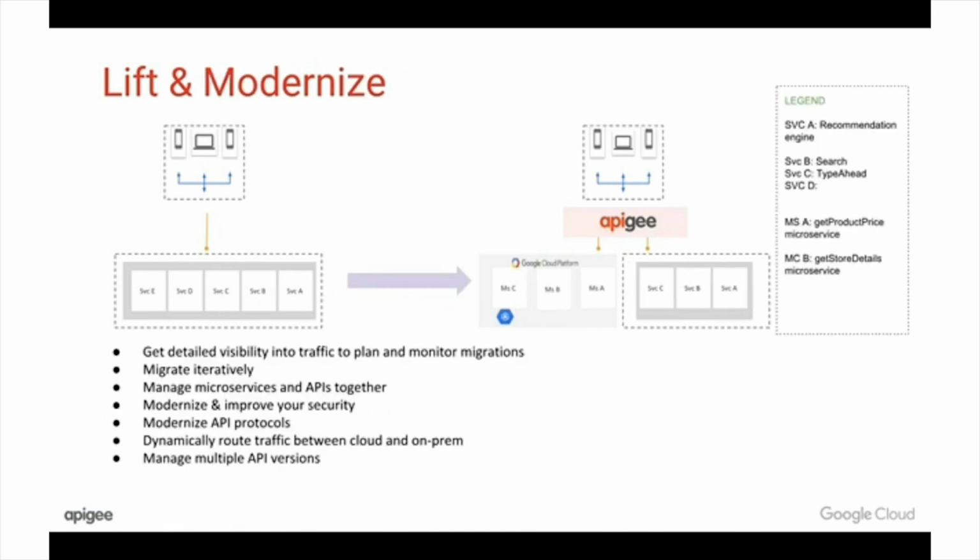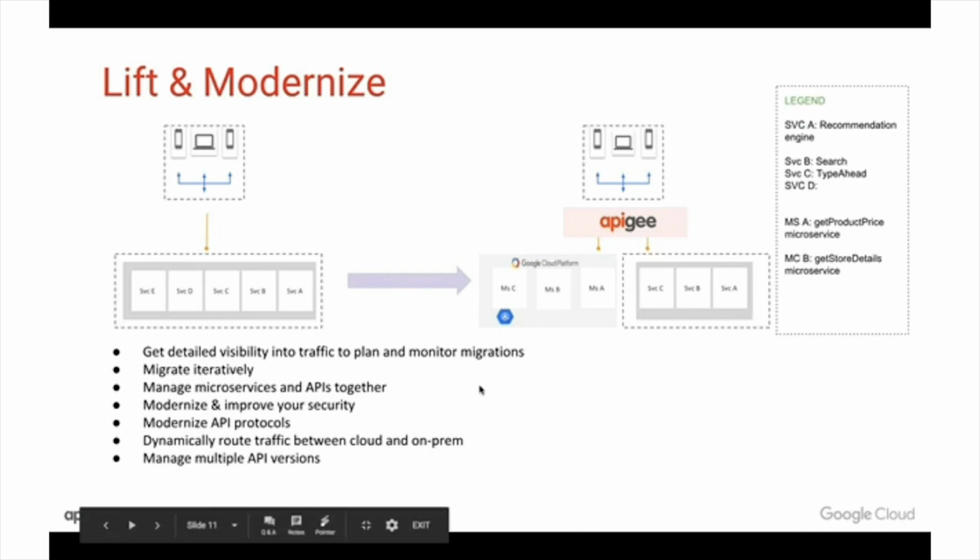When we're talking of lift and modernize, Apigee can actually provide even more value, right? Because first and foremost, when you are doing lift and modernize, you are probably going to use microservices. You want to rewrite some of those applications. Maybe you had a J2EE application on-prem. You want to write that using Spring Boot and run it inside a Docker and Kubernetes cluster, and you are hosting that inside GCP, right?